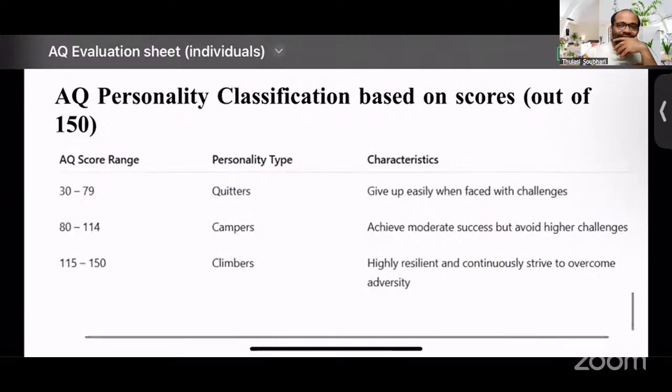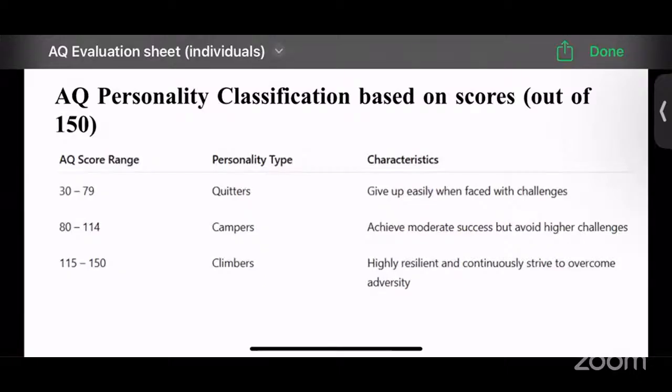Kamal, sir. I didn't attempt this. No, I've not attempted this.